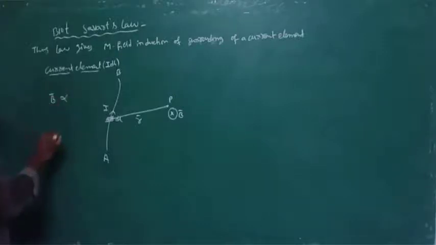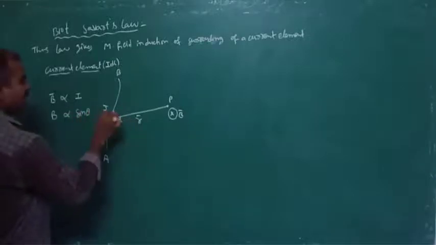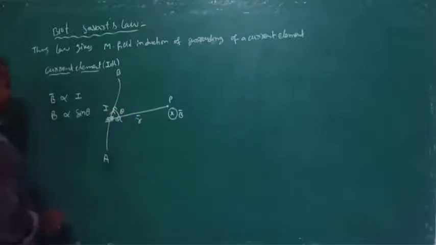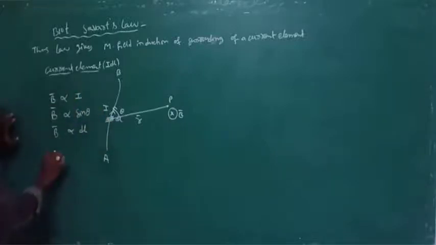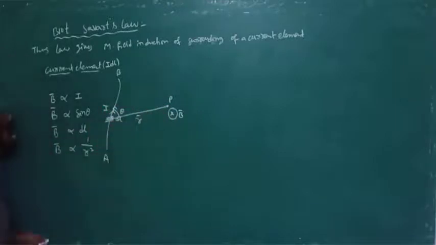So this magnetic field induction is directly proportional to the current, and directly proportional to the sine of the angle between this current element and this direction. This is the direction of the current element, and B bar is directly proportional to sin theta, and directly proportional to the length of the element. It is inversely proportional to the square of the distance between the current element and the point located.